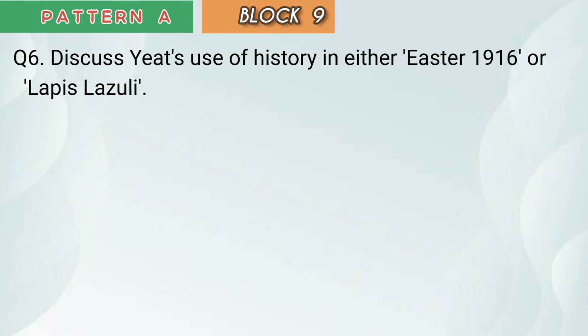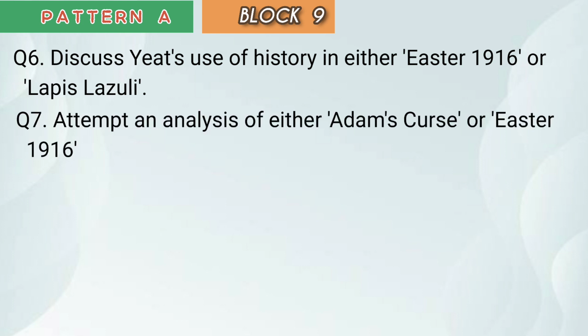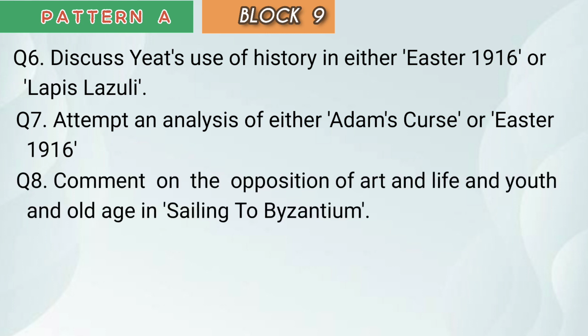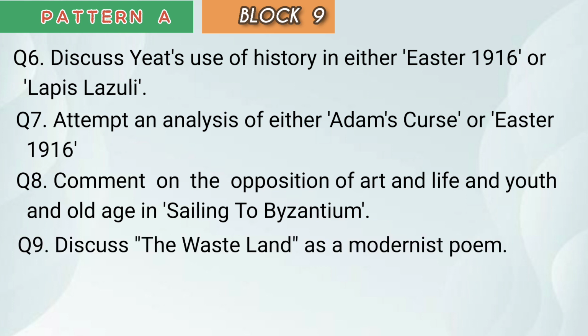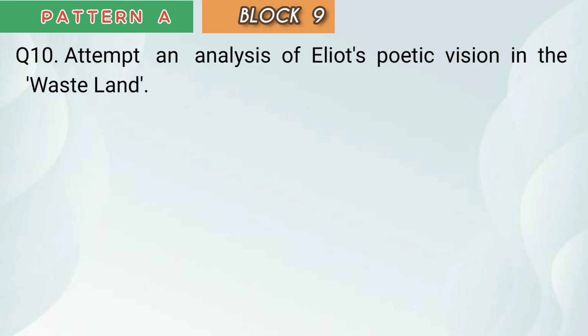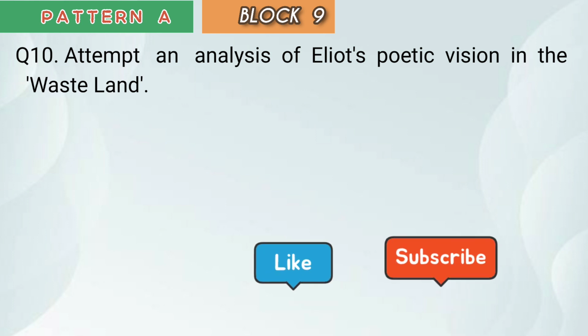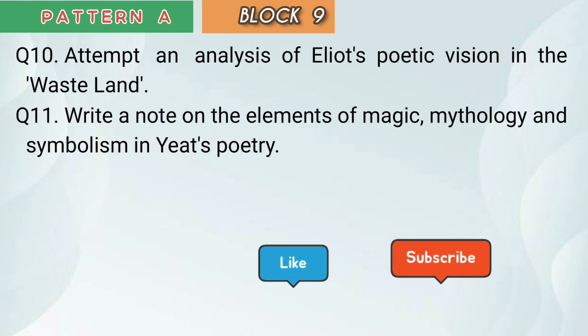Question 6. Discuss Yeats' use of history in either Easter 1916 or Lapis Lazuli. Question 7. Attempt an analysis of either Adam's Curse or Easter 1916. Question 8. Comment on the opposition of art and life and youth and old age in Sailing to Byzantium. Question 9. Discuss The Waste Land as a modernist poem. Question 10. Attempt an analysis of Eliot's poetic vision in The Waste Land. Question 11. Write a note on the elements of magic, mythology, and symbolism in Yeats' poetry.